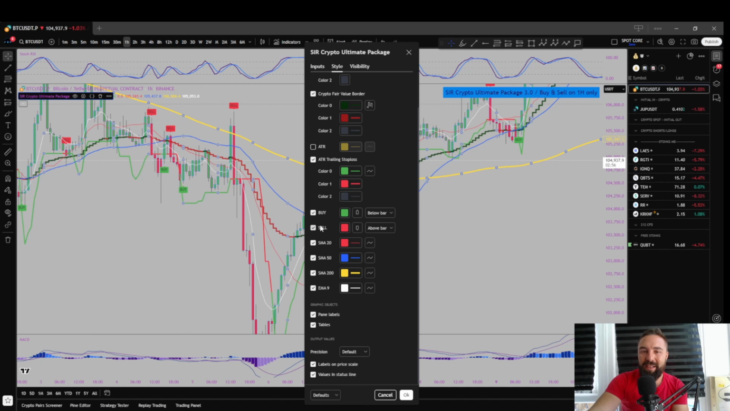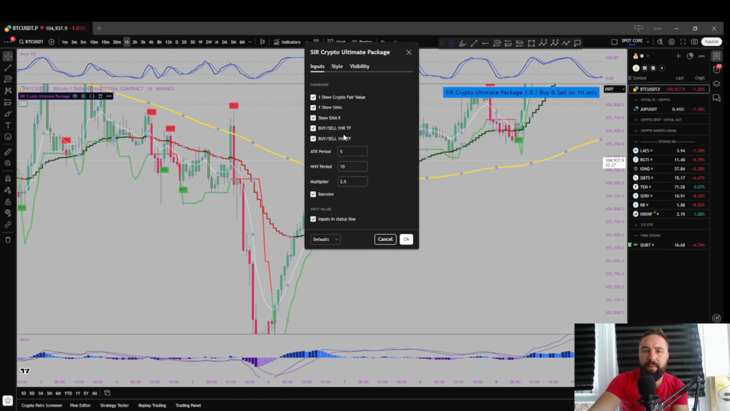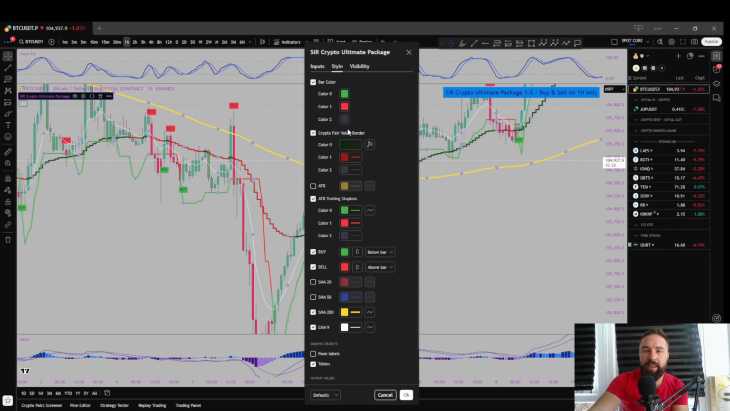You want to have a buy and sell toggle on. You can switch the 20, the 50, keep these two on. So that's the moving averages. I like to use the 209. You can switch off the panel labels, labels on the price scale, and the values. You don't really need that. The less mess and obstructions on the chart, the better, okay? And in the inputs, have everything on as it is. So if it looks like that, you're good to go.